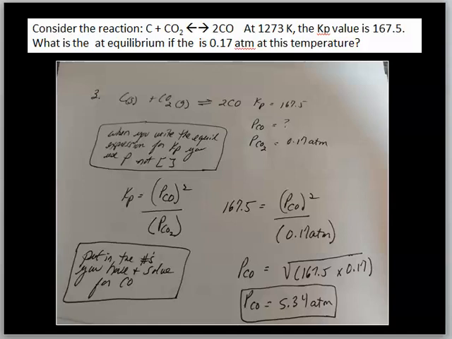If you're not sure what you're solving for, write the equilibrium expression and then plug in everything that you have. You have the Kp value. You have the pressure of carbon dioxide. You're simply solving for the pressure of carbon monoxide. So it's an algebra problem that says the pressure of CO is the square root of Kp times the pressure of CO2. Gives you the pressure of CO at 5.34 atmospheres.